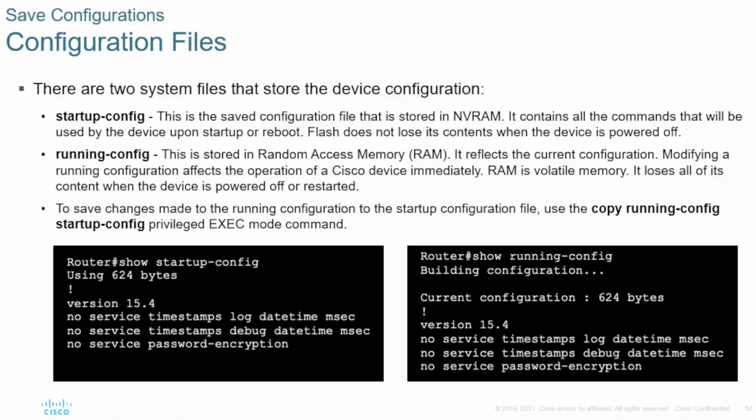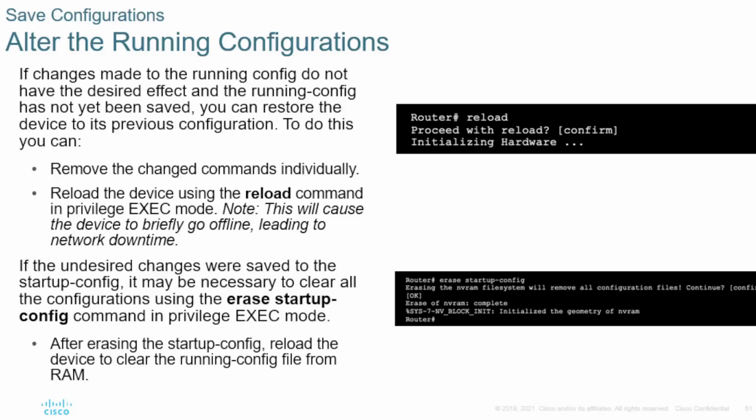To check the current configuration, use the command show running-config in privileged exec mode. If a change to the running config doesn't work as expected and you haven't saved it, you can undo it easily. Option 1 is to remove the commands manually. Option 2 is to reboot the device using the reload command in privileged exec mode. This resets the running config back to the saved startup config.